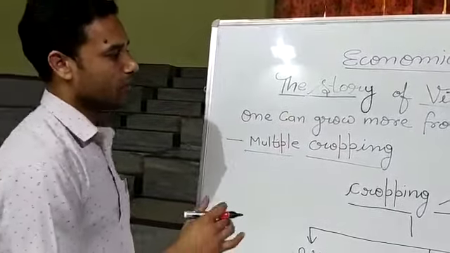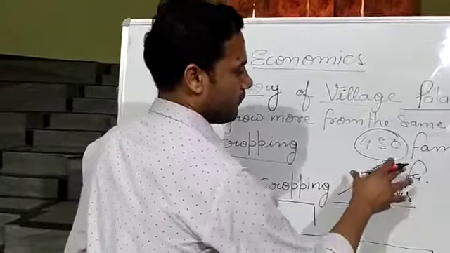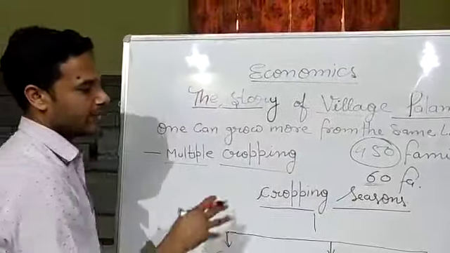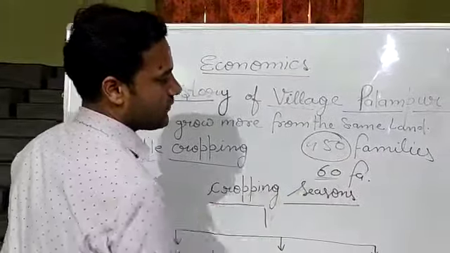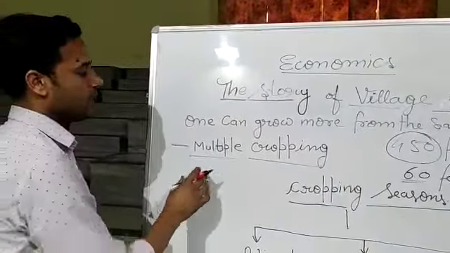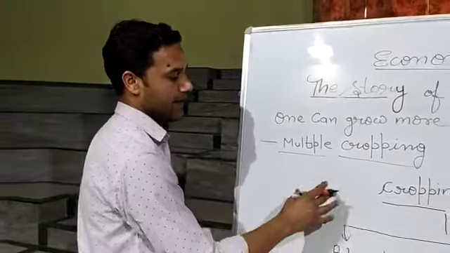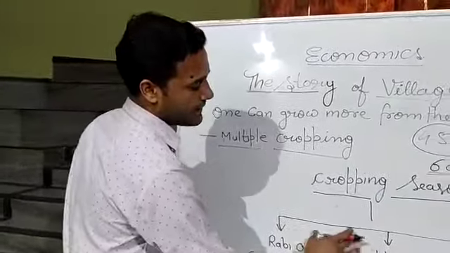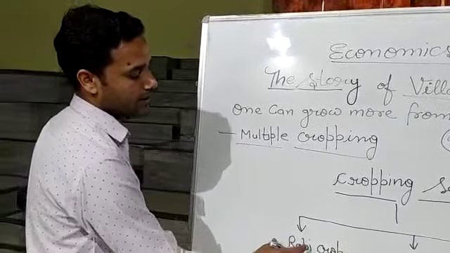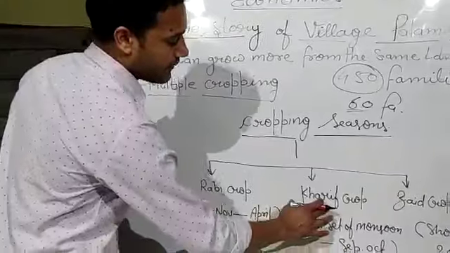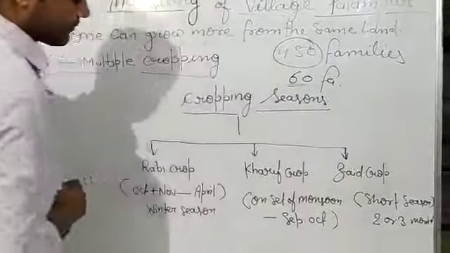Since a number of people are middle-scale farmers and many of them are very small-scale farmers, they all are doing multiple cropping in this village. We must understand that in India there are 3 cropping seasons. Number 1 is Rabi, number 2 is Kharif, and the 3rd is Zaid.